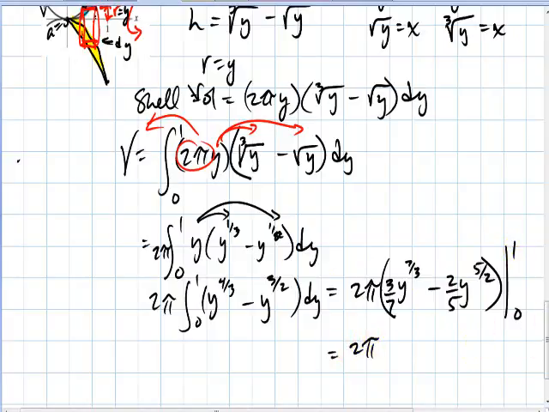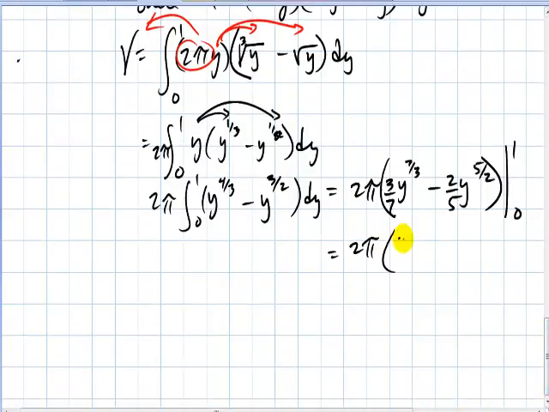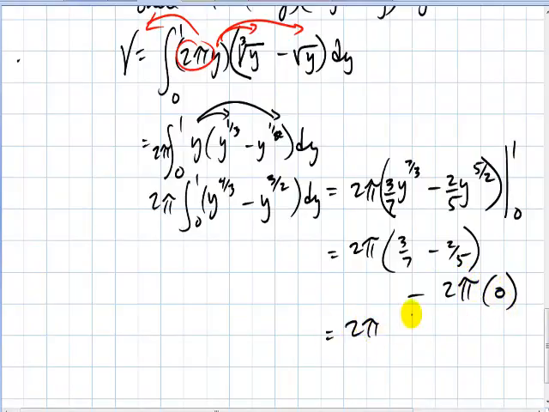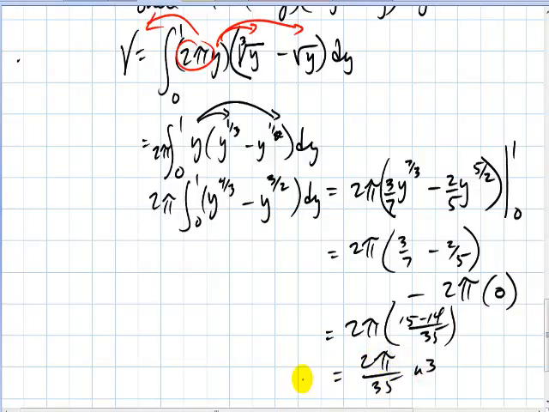What do you have? You have 2 pi times 3/7 minus 2/5, because you just substitute 1 in there. When you substitute 0 in there, you get 0, so it's 2 pi times 0. When you simplify this, you get 2 pi times 15 minus 14, all divided by 35, and that's 2 pi divided by 35 cubic units for your overall volume. That's how you use your shell method.